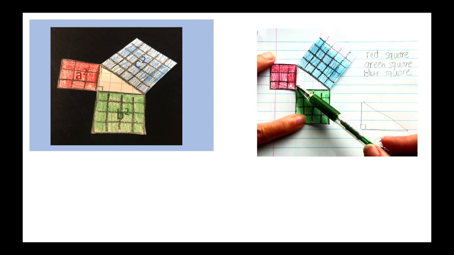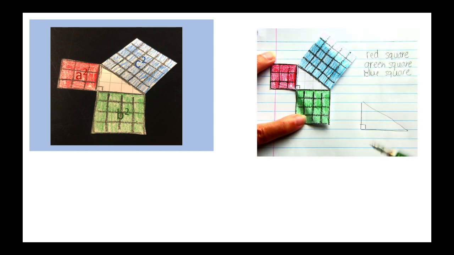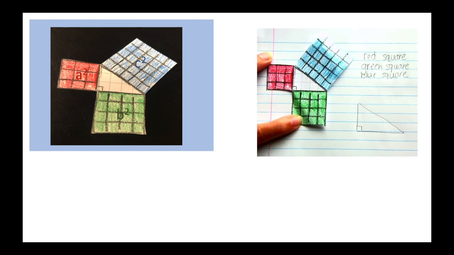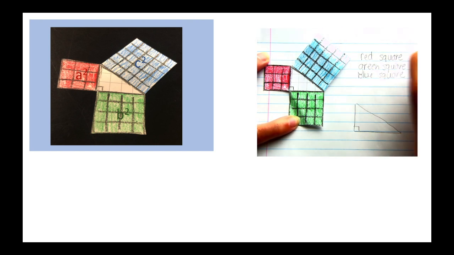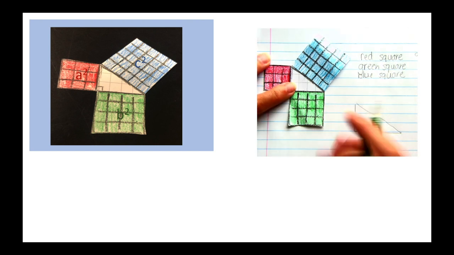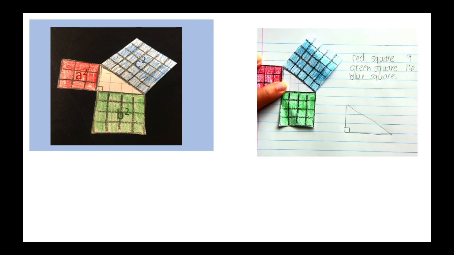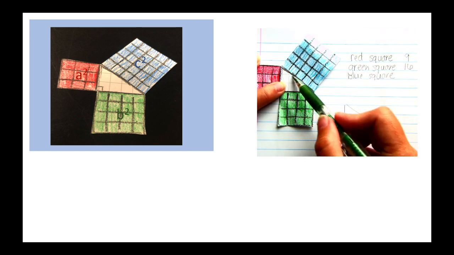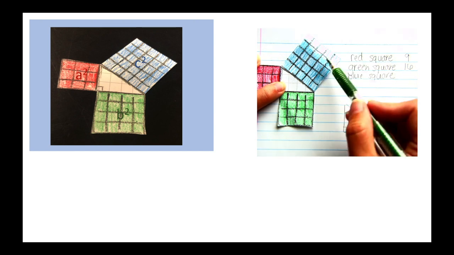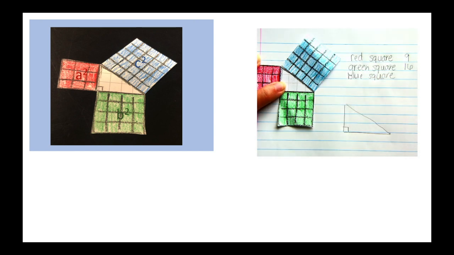The side length of my leg was 3, so the area, or the amount on the inside of the square, would be 3 times 3, or 3 squared. I could simply count the red squares if I wanted to, and that would give me an area of 9. In my green square, this leg has a side length of 4, so that means it's 4 by 4. 4 times 4 is 16. My blue square has a side length of 5, so the area on the inside of that would be 5 times 5, or 5 squared, which is 25.